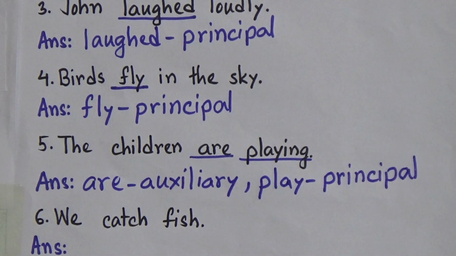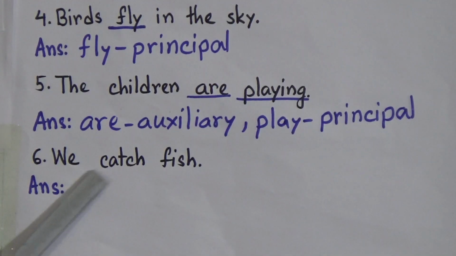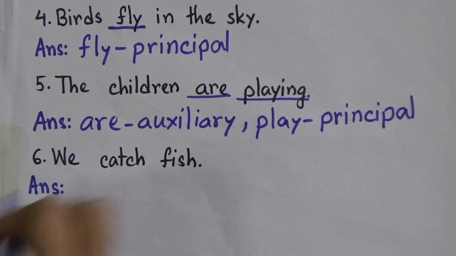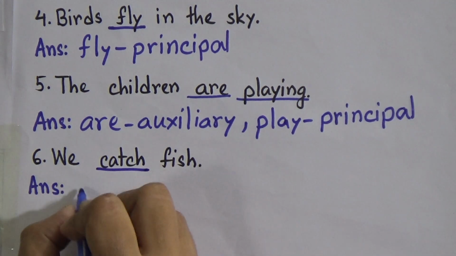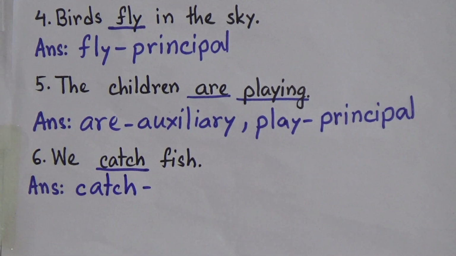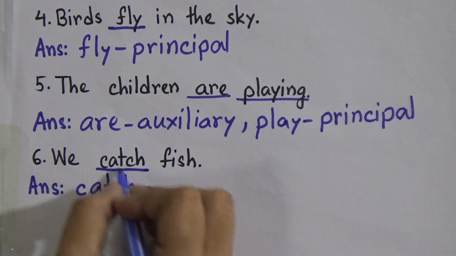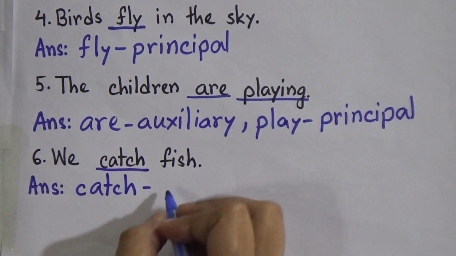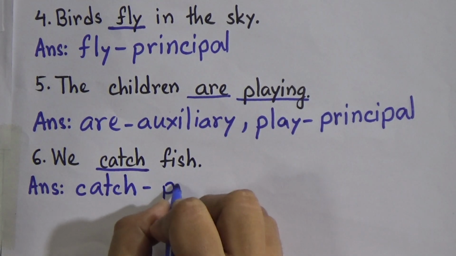Now we will go to number 6. We catch fish. And now look, in number 6 there is only one verb, catch. So the verb catch has its own meaning, and there is only one verb in this sentence, so it will be principal.